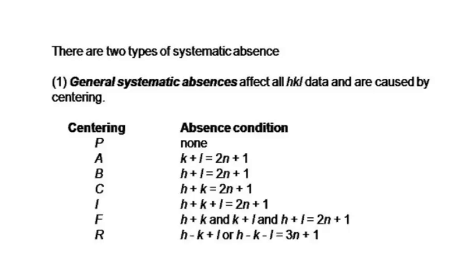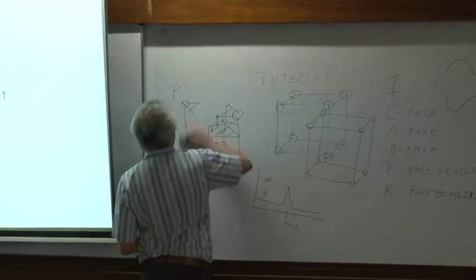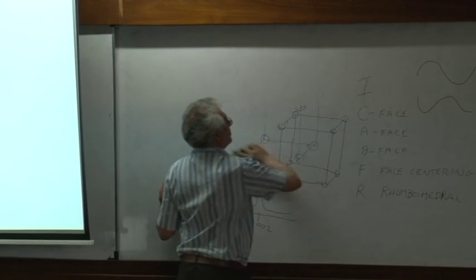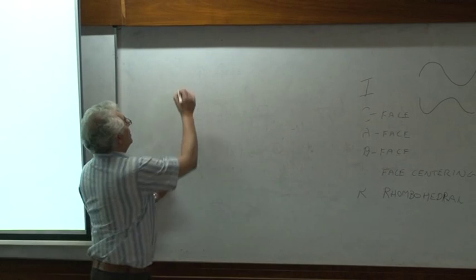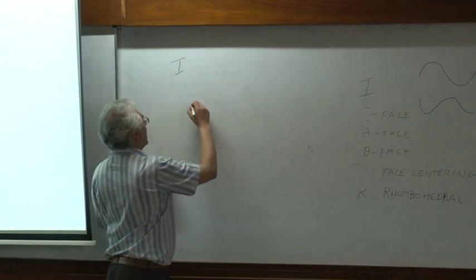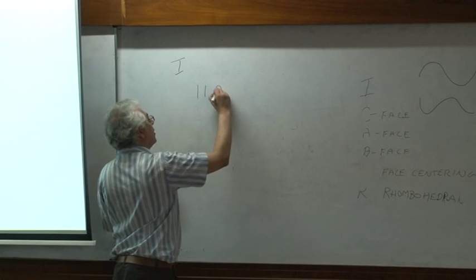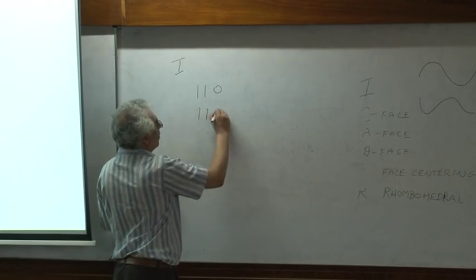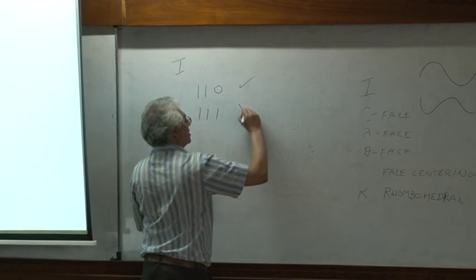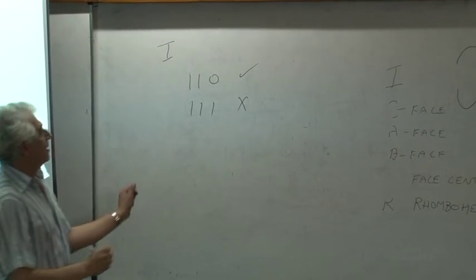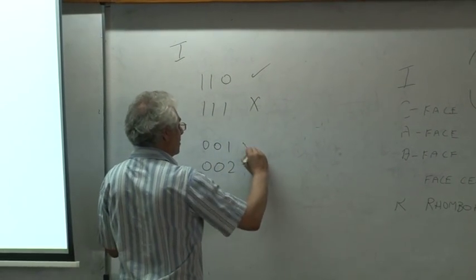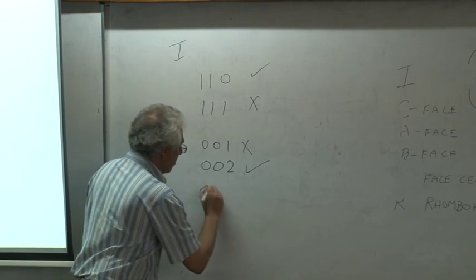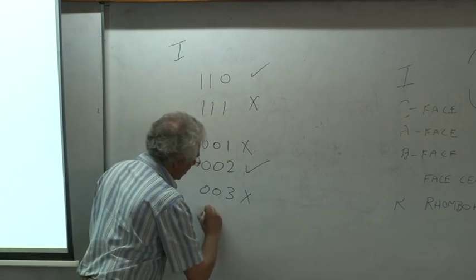So what does that mean? Let's write this out. For body centering, we can get 1, 1, 0, but we can't get 1, 1, 1. So that's a yes and that's a no. We don't see 001, but we see 002. We don't see 003, but we see 004.